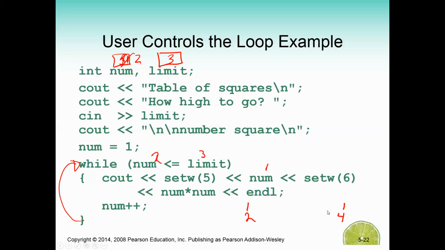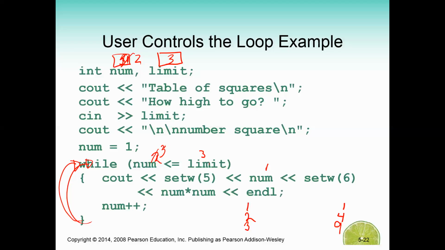We increment the value of num. Now it's going to be a 3. We go back and we ask, is 3 less than or equal to a 3? It is. So we go back in and we're going to display 3, which is num. And 3 times 3 is going to be 9.